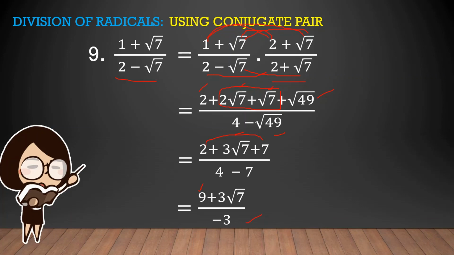So this is not the final. We can simplify the numerator and the denominator. We can simplify or get the lowest term. So 9 divided by negative 3 is negative 3. 3 divided by negative 3 is negative 1 square root of 7. So our final answer is negative 3 minus square root of 7.